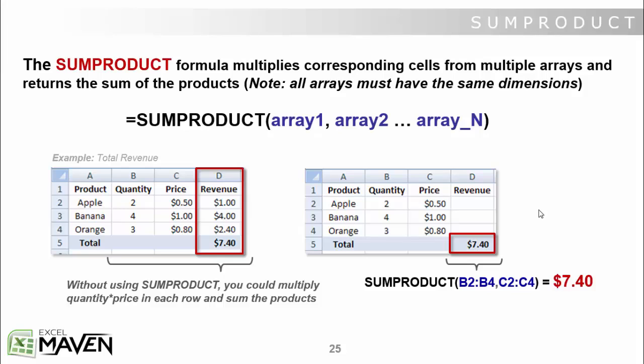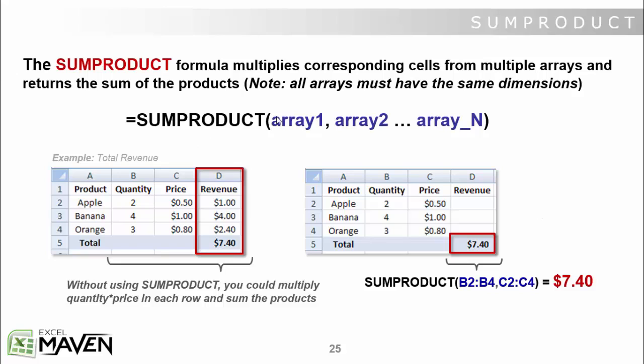Alright, I want to quickly cover a formula here called SUMPRODUCT. What the SUMPRODUCT formula does is multiply corresponding cells from multiple arrays and return the sum of the products. That probably sounds like complete gibberish. It's a little complicated to describe in words, but realistically it's not that bad once you understand what it's doing.